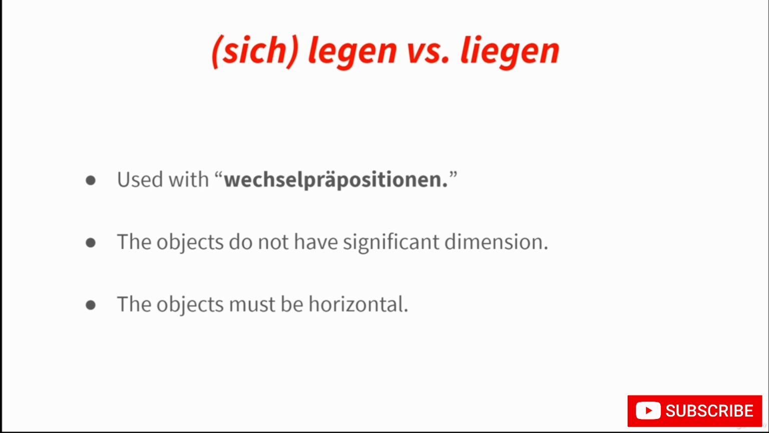Because sich legen indicates action, that's why after the Wechselpräpositionen, accusative must be used. And because liegen indicates location, that's why after the Wechselpräpositionen, dative case must be used. And there is one more important thing in these verbs. What is it? The objects do not have a significant dimension, and the objects must be horizontal. For example, a paper, a formula, or a book. That is the main difference of these verbs from stellen and stehen.